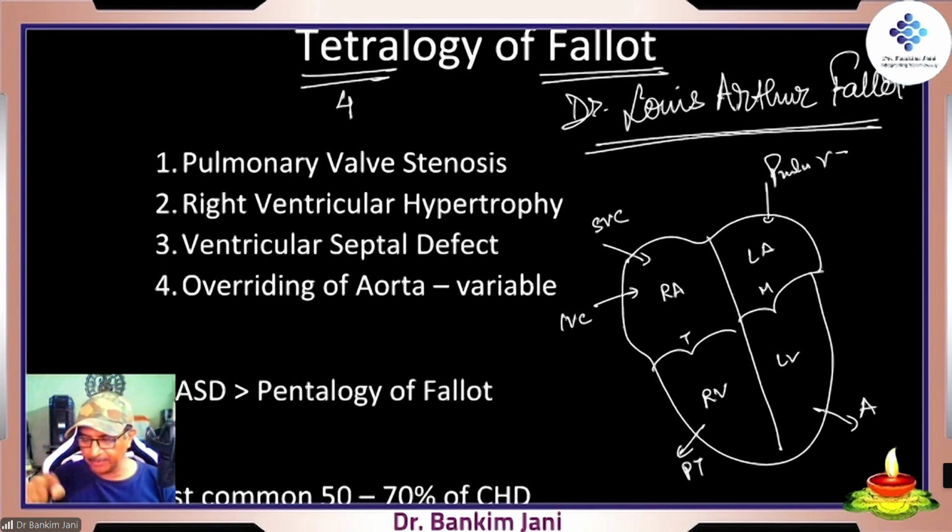Now I change the color, taking it to red. First, pulmonary valve stenosis. Right? In this order only, we'll remember. So here is the pulmonary trunk. So the pulmonary valve will be over here, right? So we'll write as 1. Pulmonary valve stenosis. The name itself is sufficient. Pulmonary valve is stenosed. Stenosed means it is shrunken. It is not opening to its full capacity. So that means what would happen, right?